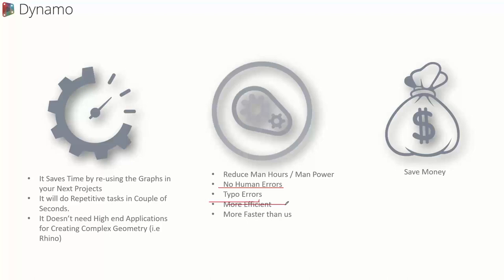So instead of assigning different names, you'll assign the same name to 10, 15 elements. So that leads again to human errors. Okay. So there won't be that kind of problem. It will be faster than humans like us. So it saves money. It's not for you, it's for the company.